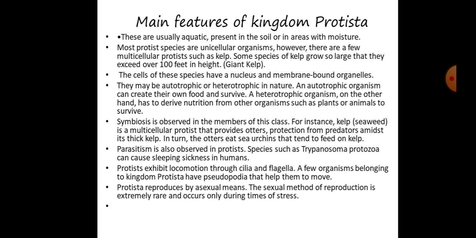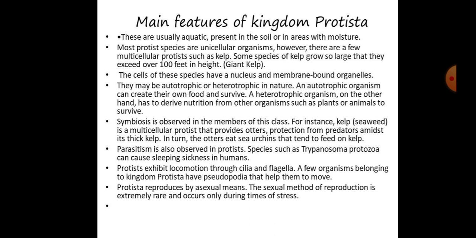Symbiosis is observed in the members of this class. For instance, kelp, or you may call seaweed, is a multicellular protista that provides otters protection from predators amidst its thick kelp. In turn, the otters eat sea urchins that tend to feed on kelp. Parasitism is also observed in Protista. Species such as Trypanosoma protozoa can cause sleeping sickness in humans.